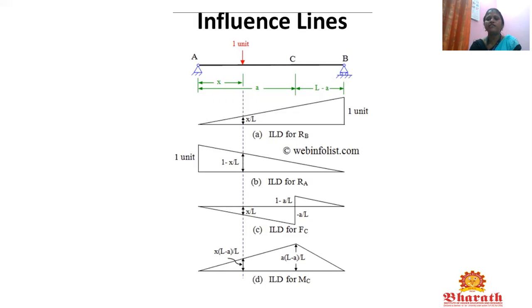Next is the influence line diagram for bending moment. They have drawn, at the unit load point, X into L minus a divided by L, and then at point C, that is the maximum moment, a into L minus a divided by L. So this is the influence line diagram.